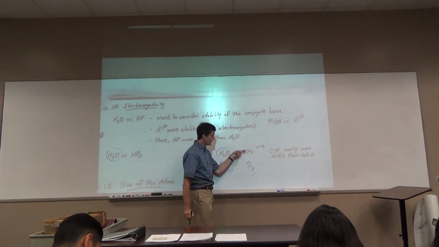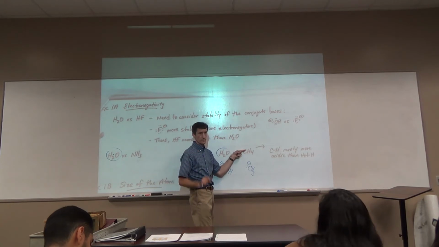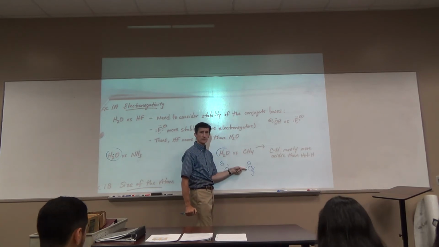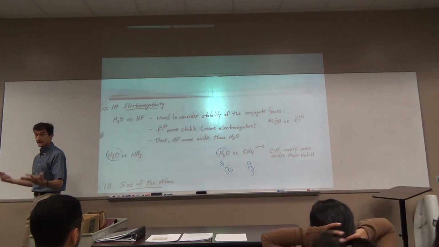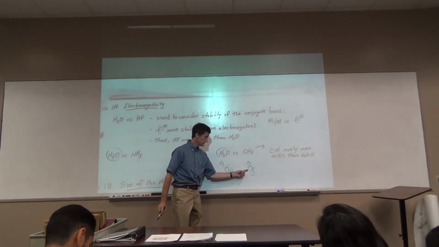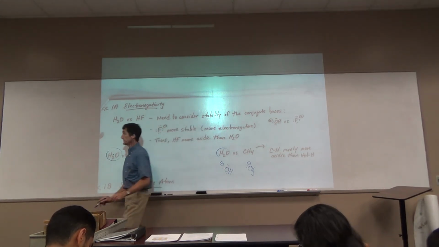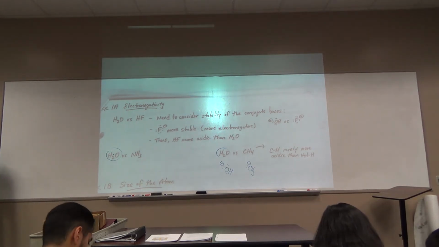Very rarely are we ever going to see a CH being acidic. We will see some in organic too a little bit. Carbon typically doesn't like being minus. You can form carbanions, but not as easily as forming nitrogen or oxygen anions or halide anions.